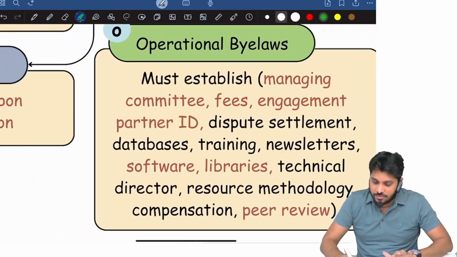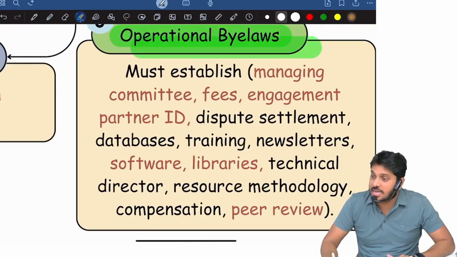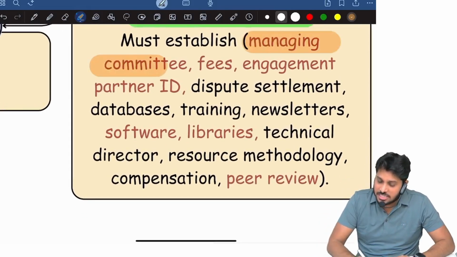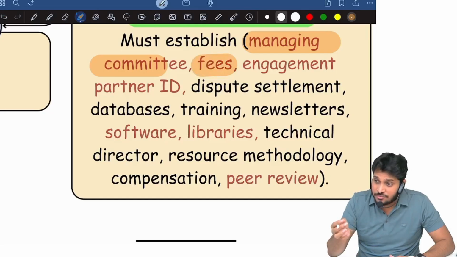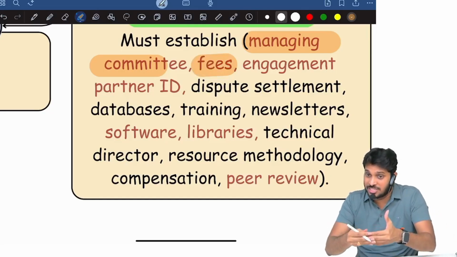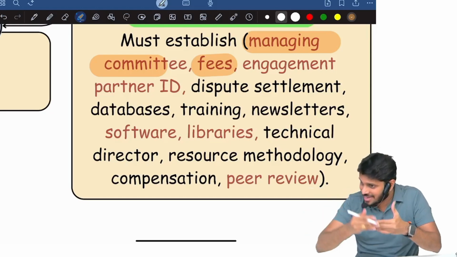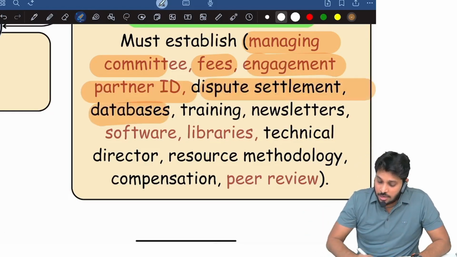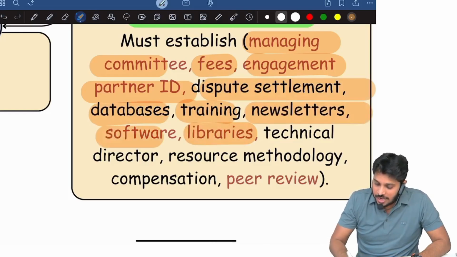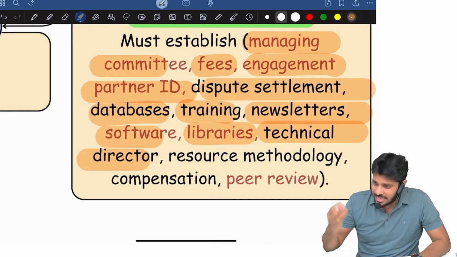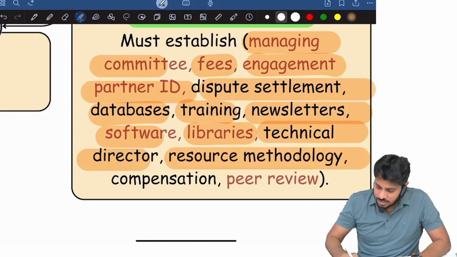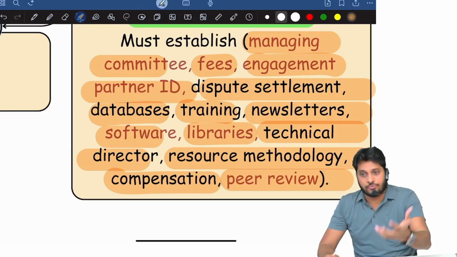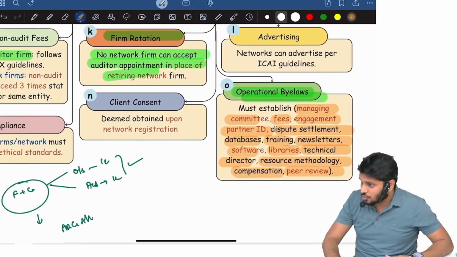And every network must have certain operation bylaws. Every network must establish operation bylaws, like there must be a managing committee, how much fees must be charged by the network so that a new firm can enter the network, engagement partner ID, dispute settlement, database, training, newsletters, software, libraries, technical directories, resource methodology, compensation, peer review. All these bylaws a network has to formulate. That's it. This is network guidelines. Clear, all of you?